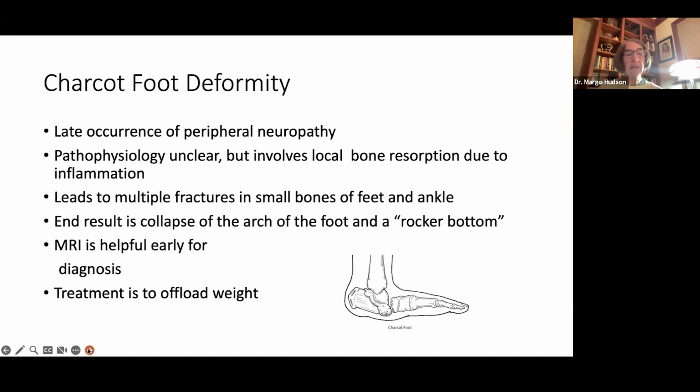Charcot foot deformity is a late occurrence of peripheral neuropathy. The pathophysiology is unclear, but it involves local bone resorption due to inflammation, and it leads to fractures. So you can see what happens is the bones in the foot collapse, and the patient will develop what's called a rocker bottom foot. MRI, again, is helpful for early diagnosis, and the treatment is to offload weight.